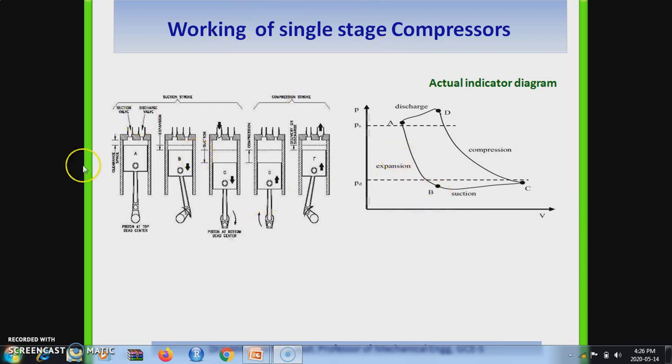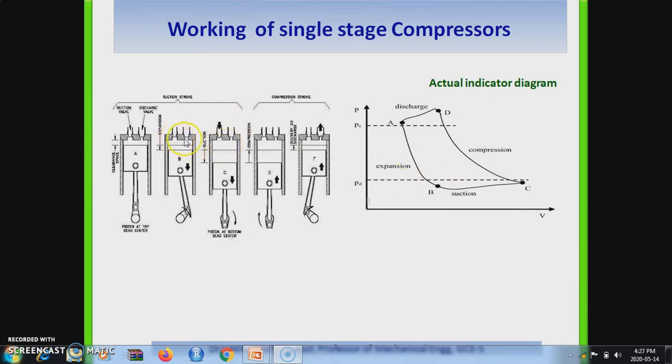Here the clearance volume is shown. When the piston moves from top dead center to bottom dead center, both the suction valve and the discharge valve are closed. The pressure inside the cylinder falls below atmospheric pressure, and at point B the expansion stroke takes place, with the pressure below atmospheric.